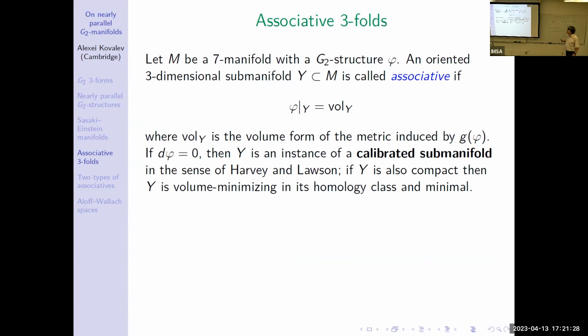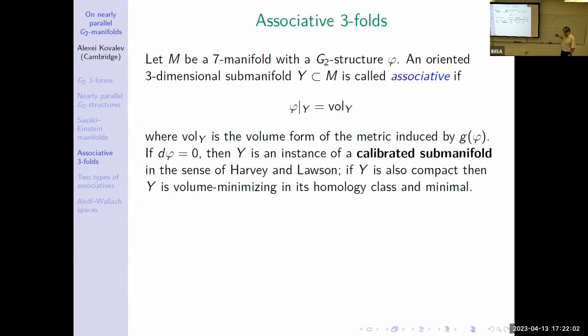I'll say something about the associative threefolds. So this is in fact what the main results of this talk will be about. So yesterday I made a case for four associatives. So this is a kind of similar sounding name, but very different geometry. So this is a special type of three-dimensional manifolds defined by the property that if you restrict phi to this three-manifold, you'll get a volume form, determined by the induced metric and the orientation that we choose on the three-dimensional manifold.